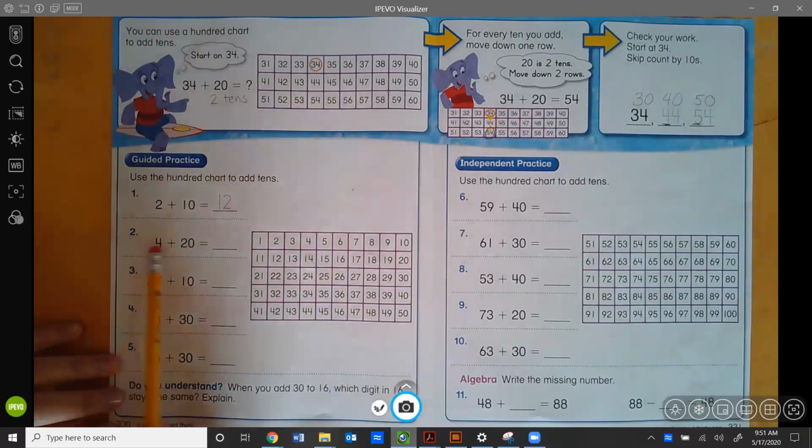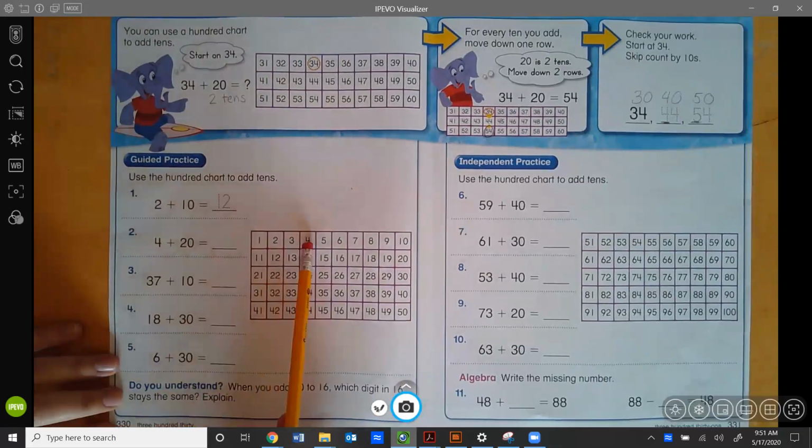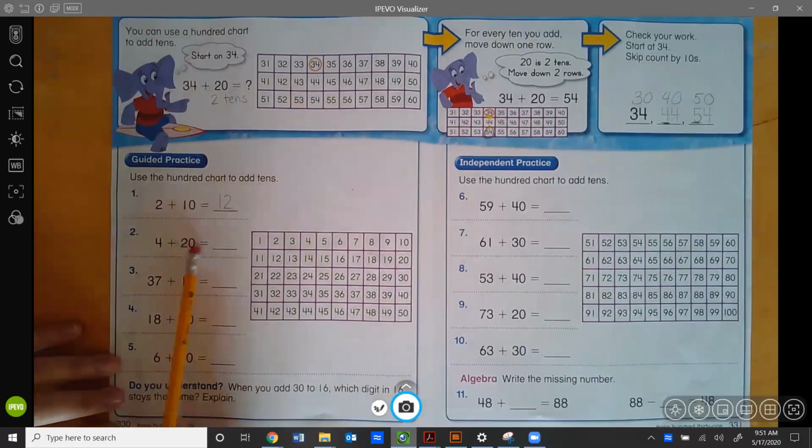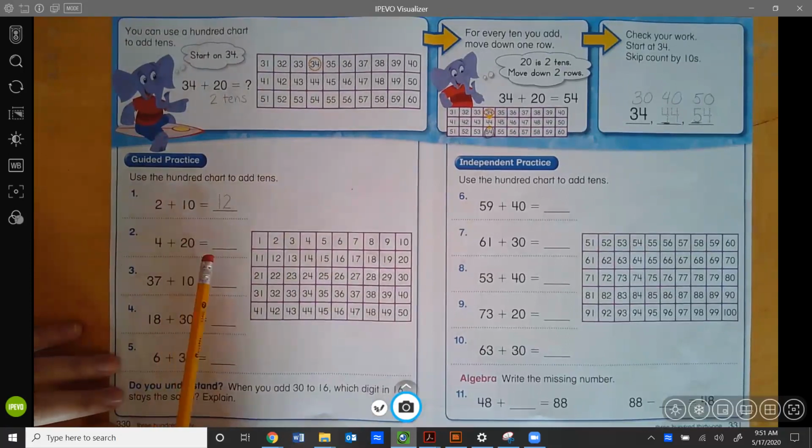Number 2, 4 plus 20. Find the number 4. Figure out how many tens this is. How many times are you going to have to go down and find the answer to that? Number 3, 37 plus 10. Number 4, 18 plus 30. Number 5, 6 plus 30.